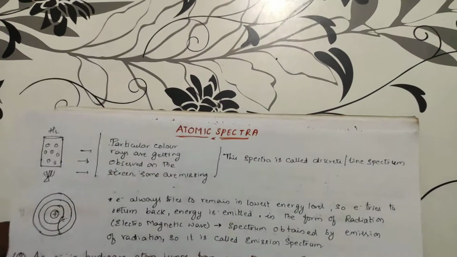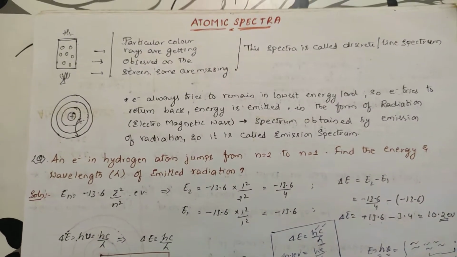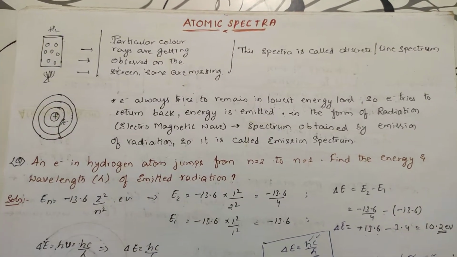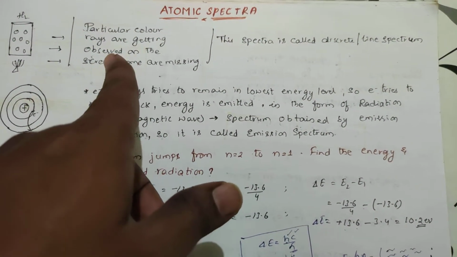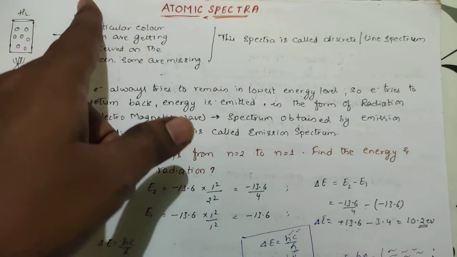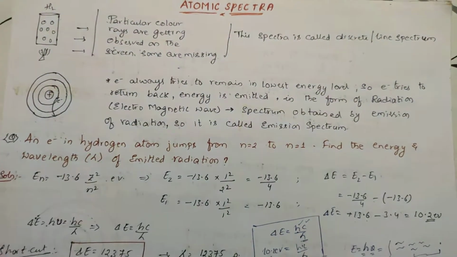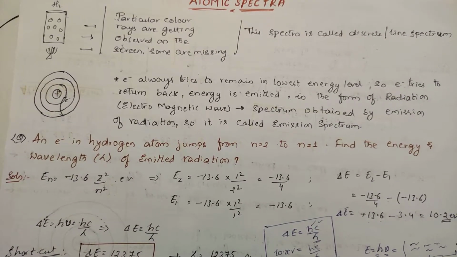Now let us go to atomic spectra. Yesterday, in the final session, I said that if you take a container with hydrogen gas and heat it, you get a particular color. Rays are observed on the screen, some lines with respect to hydrogen. This spectrum you are getting is called a discrete spectrum as well as a line spectrum.